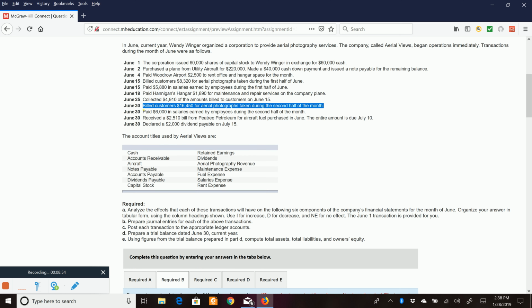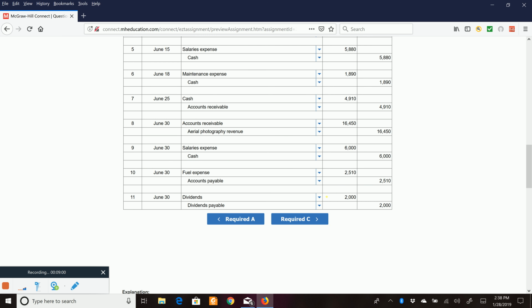June 30th, we paid $6,000 in salaries earned. So this is very similar to that June 15th journal entry when it was payday. We're going to increase the salaries expense with a debit, and we will reduce the asset account cash with a credit.